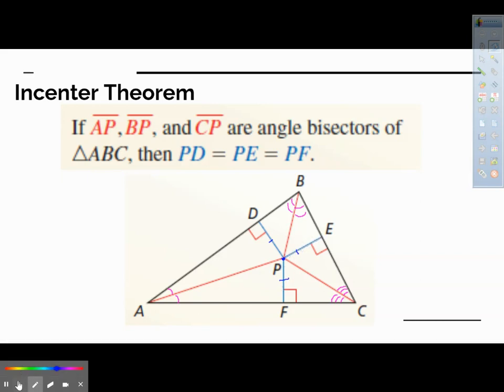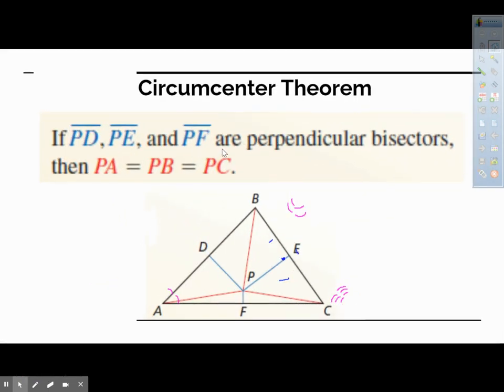And then with the other previous one, the perpendicular bisectors, they came from the sides. They're the same distance to the angles.